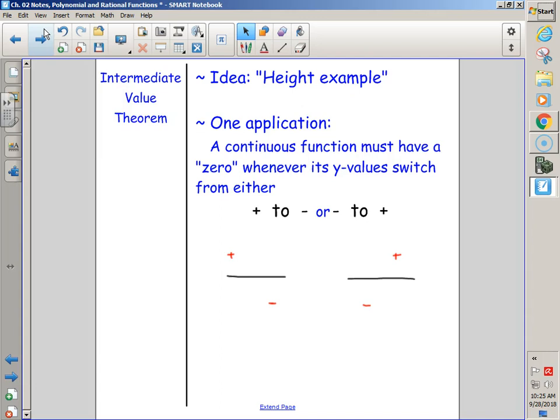What you guys are writing is the name, intermediate value theorem. The application, a continuous function must have a 0, AKA an x-intercept. Just reminding us real fast, even though we've seen the word 0 since the first week of school in the graphing calculator, 0 is the x-intercept. A function will cross the x-axis if its y's go from positive to negative or negative to positive.